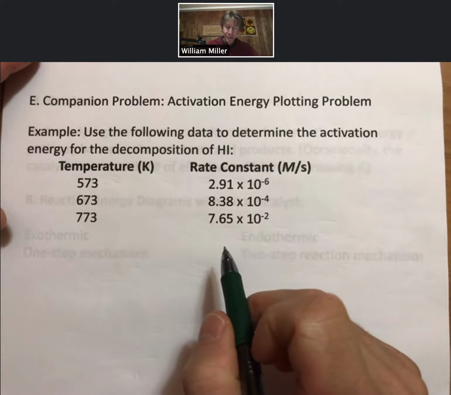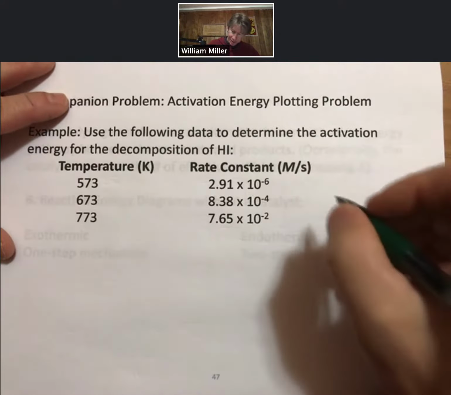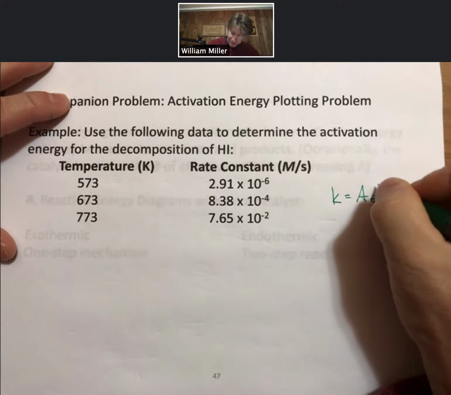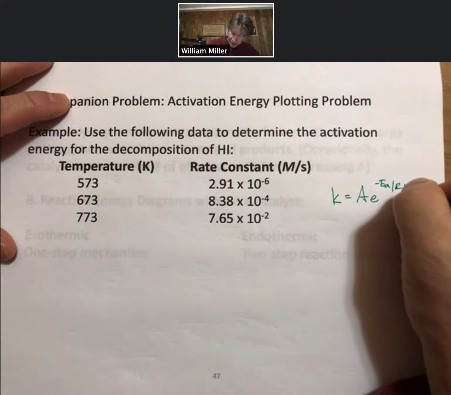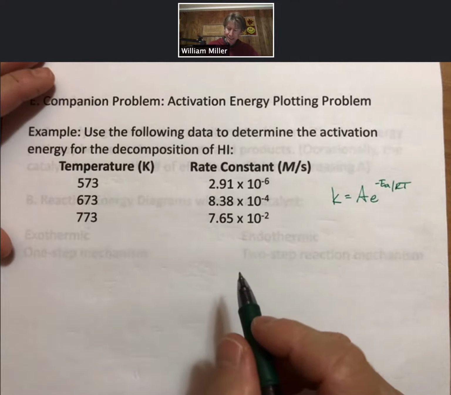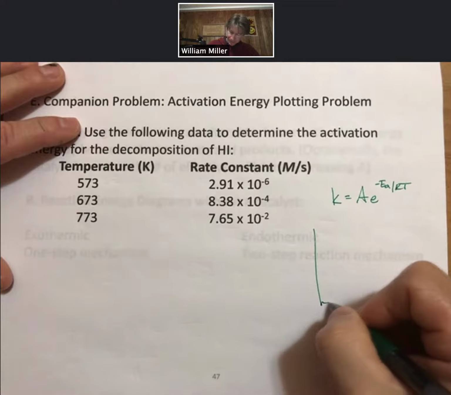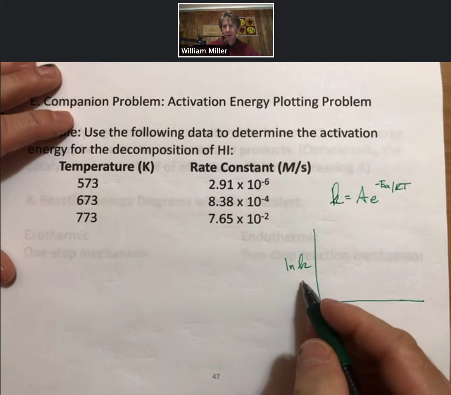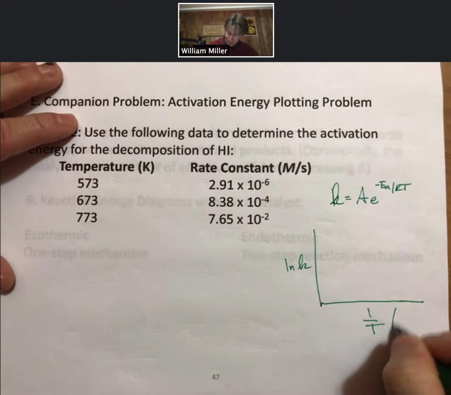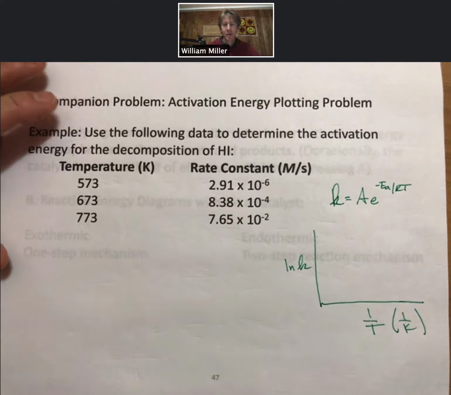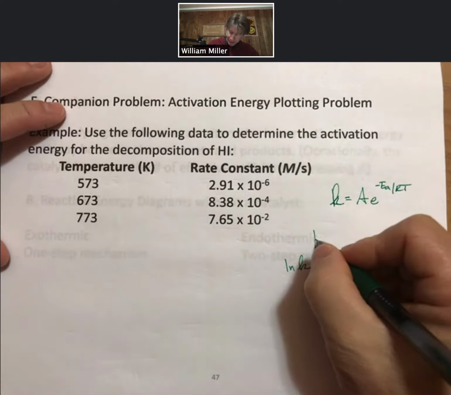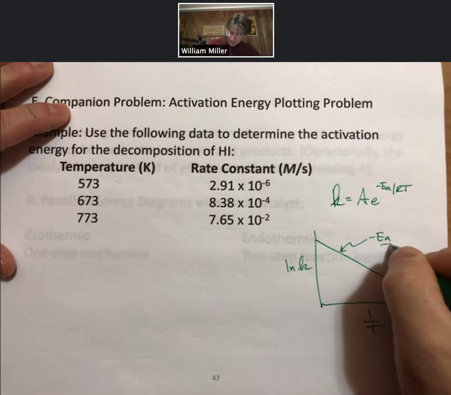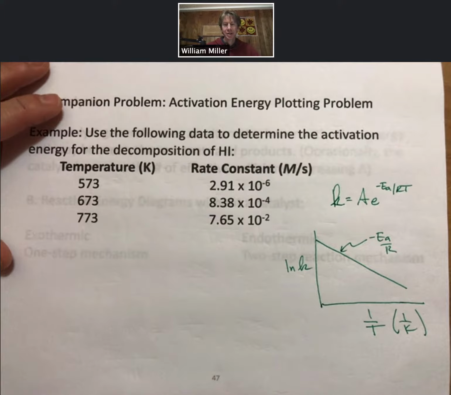So we went over the linear relationship for the Arrhenius equation, k equals A, the Arrhenius pre-exponential factor, times e to the minus Ea over RT. And when we did that, we decided that a plot of the natural logarithm of the rate constant versus 1 over temperature in units of 1 over Kelvin would be a linear plot with the slope being related to the activation energy.